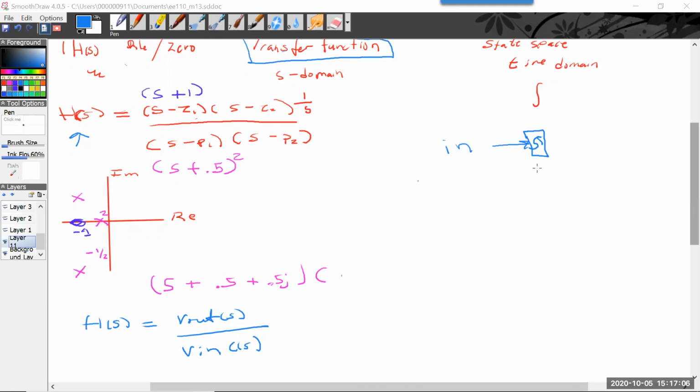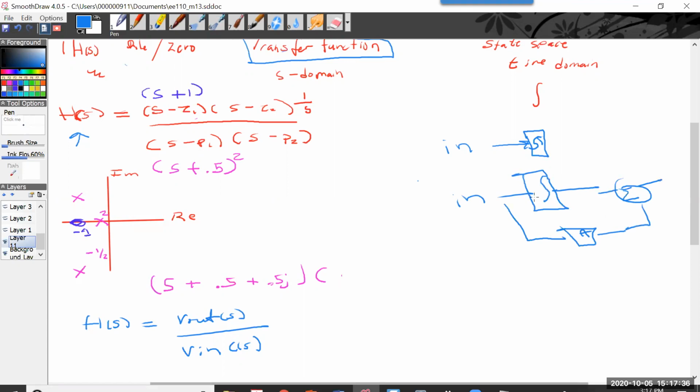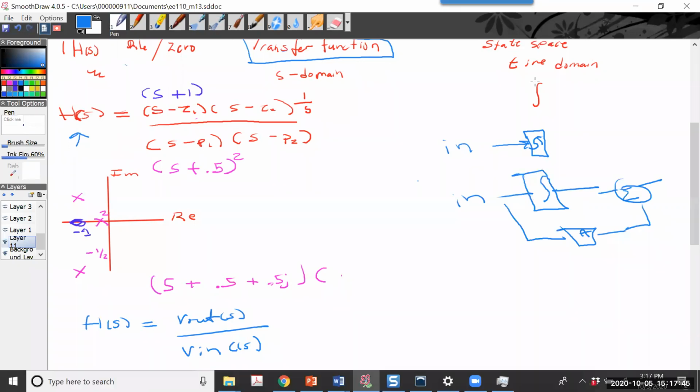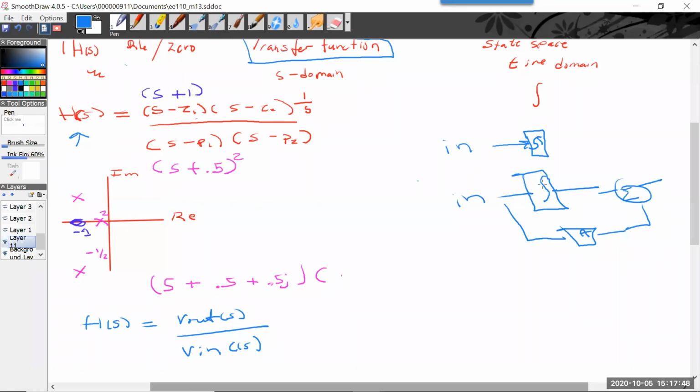Anyway, you're going to have a signal flow graph where you have inputs and outputs, but you're actually using integrators and summers, rather than the time domain. That's a whole different approach. You probably might have seen this in differential equations.